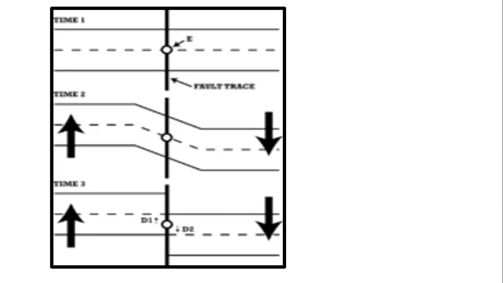Elastic rebound theory describes how earthquakes occur. And this is a picture to show you what elastic rebound theory would look like. Stress is built on both sides of the fault. The rocks deform plastically, as seen in time 2. When the stresses become too great, the rocks return to their original shape. To do this, the rocks move, as seen in time 3. This movement releases energy, creating an earthquake.